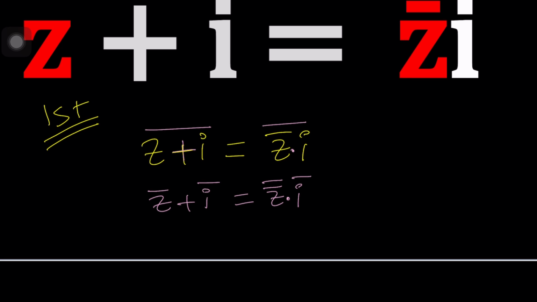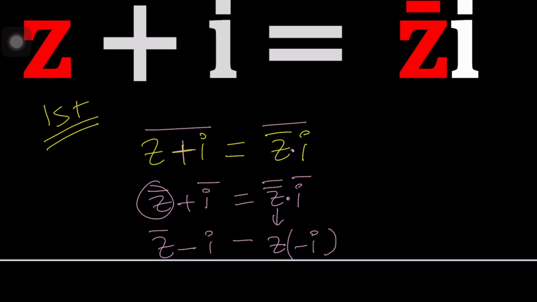But wait a minute. What happens if you conjugate a complex number twice? You get the same number. So z bar bar is z. It's like flipping a switch, right? Like a light switch, kind of binary. And i bar, because i is imaginary, its conjugate is going to be its opposite. So it's just going to be negative i. Make sense? And of course, the same thing applies here. This is just going to be z bar and then minus i.